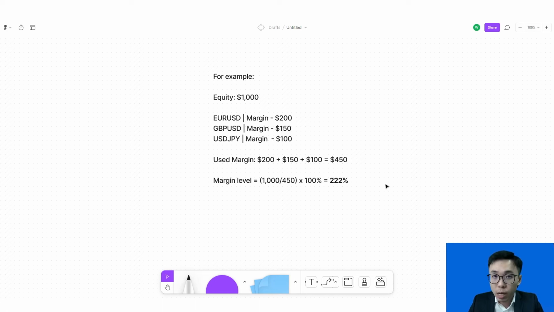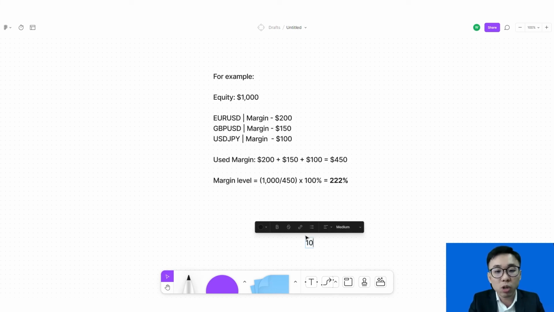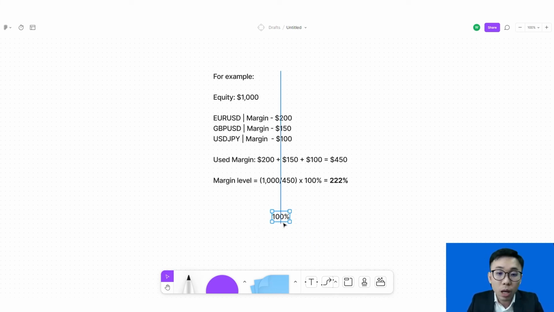From what I would say is that anything above 100% is considered healthy. However, as you inch closer towards the 100% threshold, you are actually inching closer to the danger zone. I will explain why later on, as you can see from subsequent examples that I'm going to show, why inching towards 100% may be an alert or a wake-up call for you to save your account.